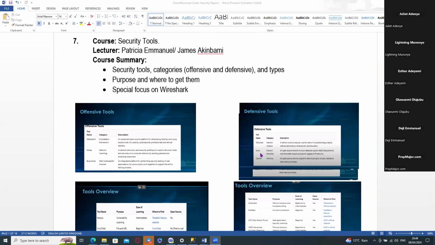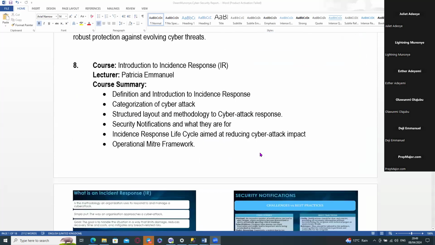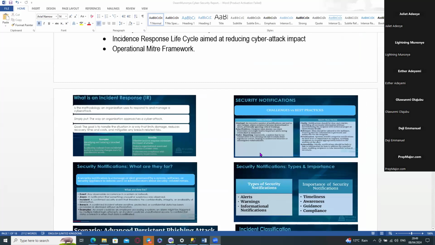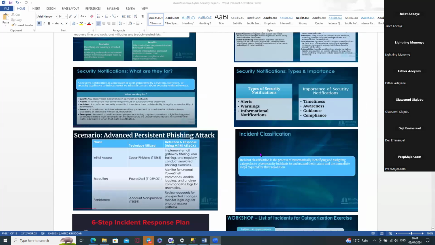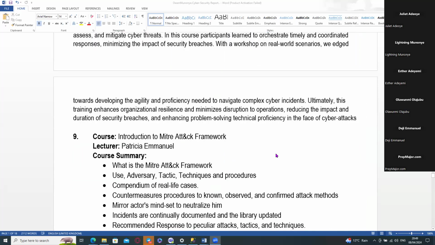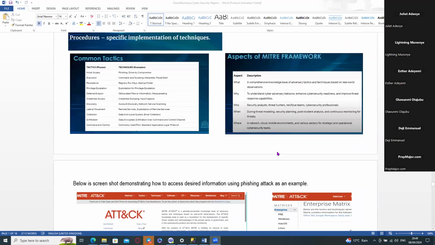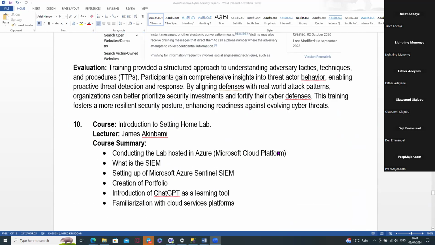Then James Akimbami also took us into security tools. We have offensive and defensive security tools, with a special focus on Wireshark. After that, we went into incident reports, which Patricia Emmanuel also took us into: the stages of incident response, and how to prepare a report on that. We also went through a workshop on preparing reports with Wireshark. Then she took us on the MITRE framework, which was a very good one, a compendium or library of attacks, how to mitigate them, and the processes we have to follow. Finally, we delved into SIEM, using Microsoft Azure Sentinel.